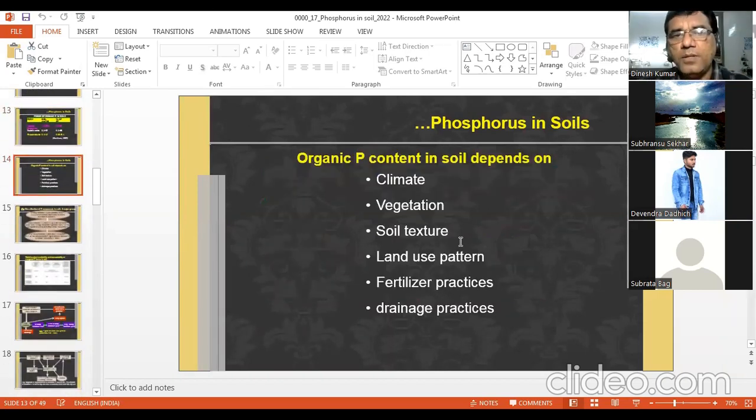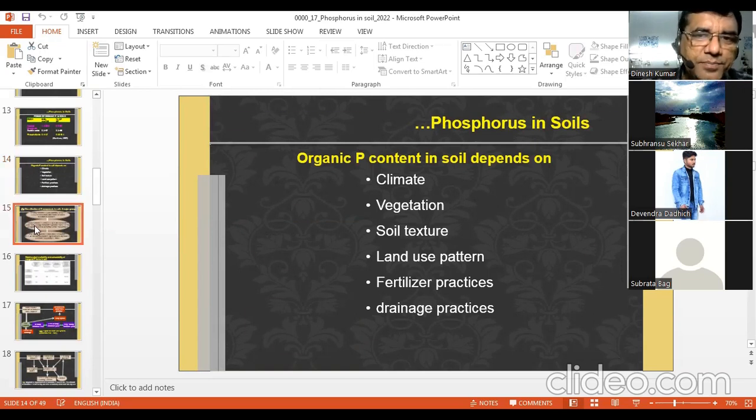Now see, this organic phosphorus content in soil will depend upon climate, that is, factors that affect accumulation of organic matter in soil. They will also affect the organic phosphorus content in the soil. So factors like climate, your rainfall, your temperature, and so on, will affect the organic P content, along with vegetation, soil texture, land use pattern, fertilizer practices, and drainage practices. For details, you can consult the book, on how this organic phosphorus content depends on these factors.